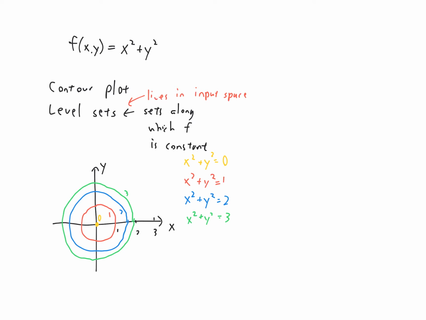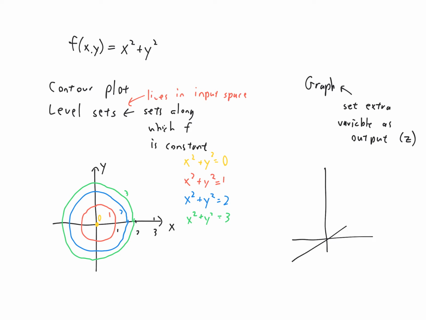The other main way of visualizing the function is using the graph. And this is where we introduce an extra variable as the output. So setting an extra variable as the output. In this case, since x and y are the inputs, I'll have z as my output. So this is going to be a picture in 3 dimensions, the 2 input dimensions, x and y, and I'll use z for my output.